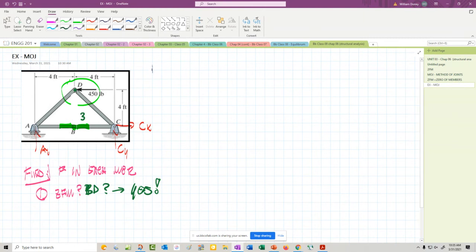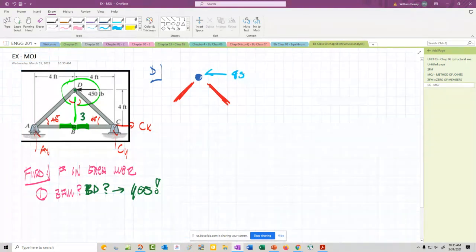And that's a perfect candidate there at D. So there's D, and I'm going to have members here. That's a 4x4x4, so that's all 45 degrees. That's 45, 45. I'm going to have a member there, and a member here. And then I have the loading here of 450 pushing on that joint D.